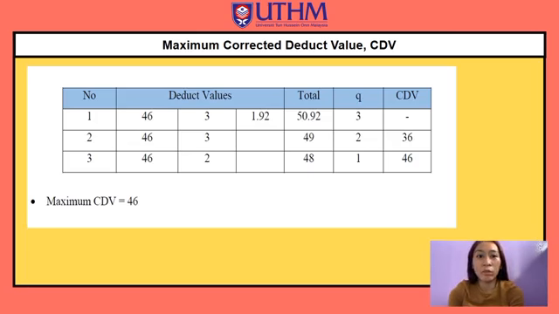This is the table to find the corrected deduct value. From the total, I got the value CDV based on the CDV graph. So the highest CDV I got is 46 at Q1.